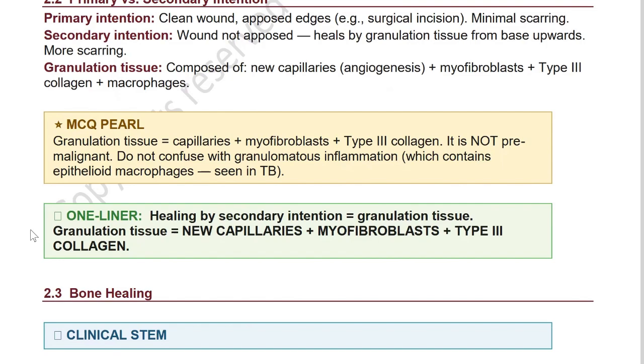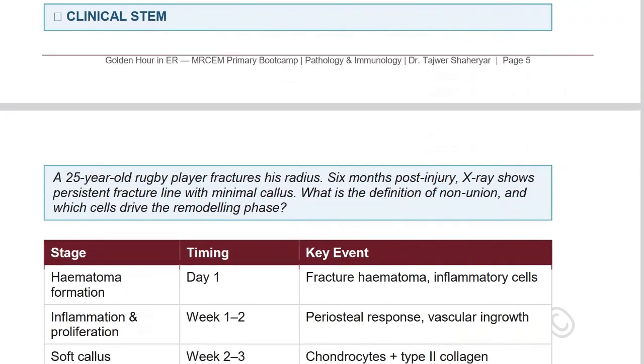Because that one contains epithelioid macrophages, which is seen in TB. Got it? One-liner to remember, healing by secondary intention, granulation tissue. And granulation tissue equals new capillaries, myofibroblasts, and type 3 collagen. Now let's go to bone healing.